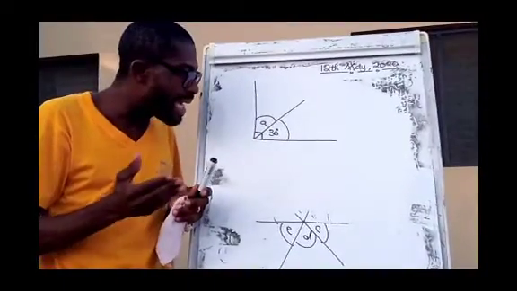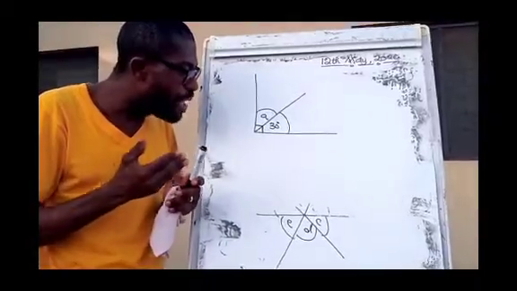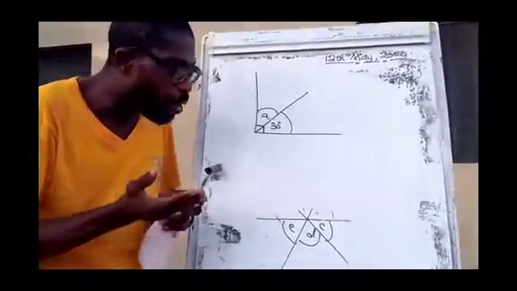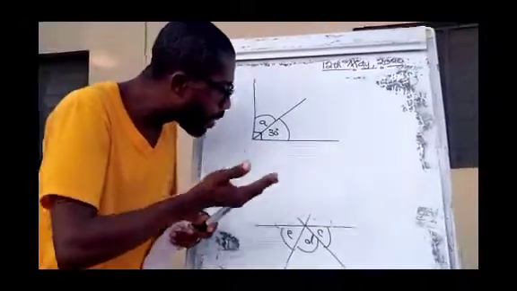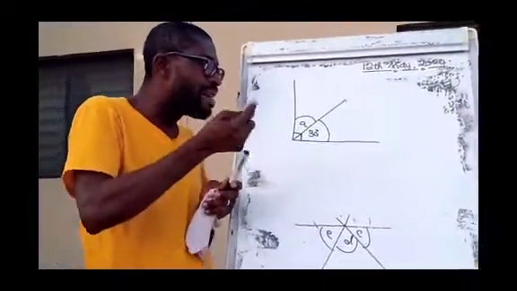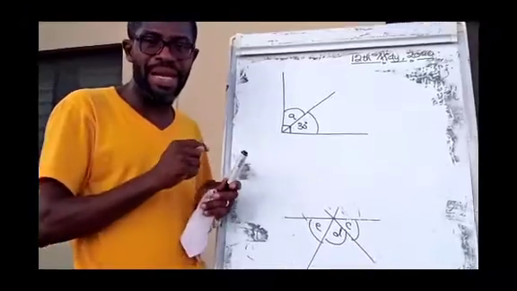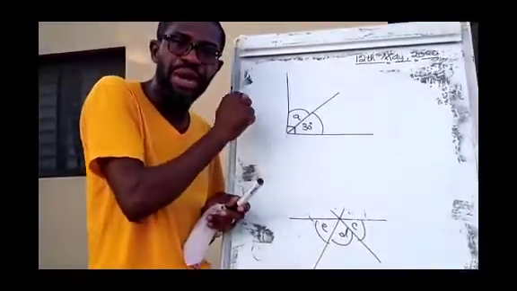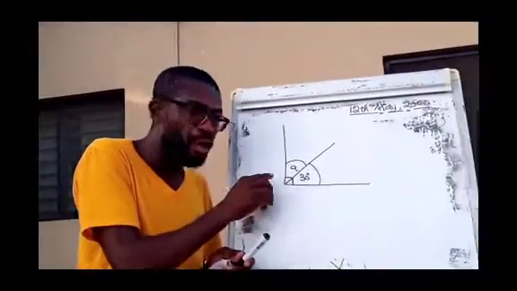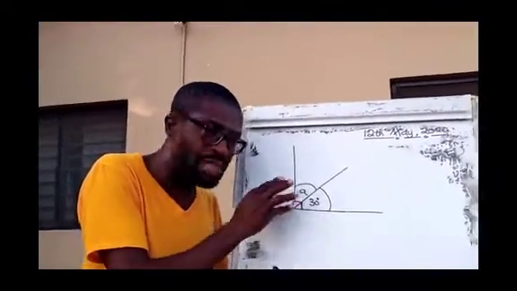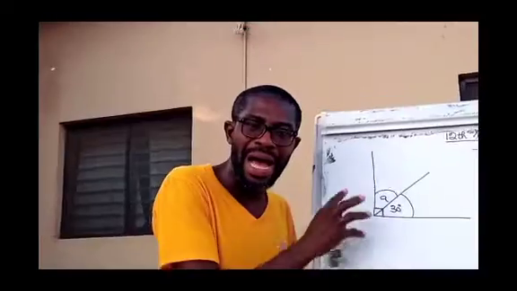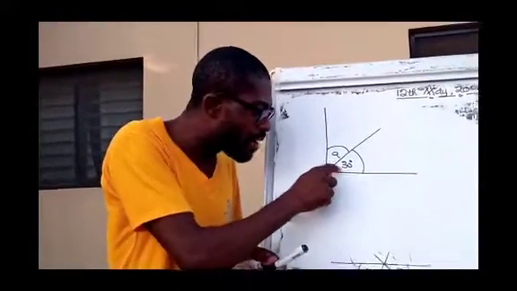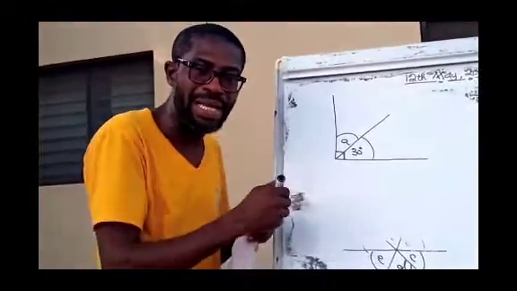To calculate angle A, first of all, we need to ask: are these angles on a straight line, or angles about a point, or angles within a right angle? We can realize that these are angles formed within a right angle. The principle is that all angles formed within a right angle add up to 90 degrees. So whatever we have here will add up to 90 degrees.